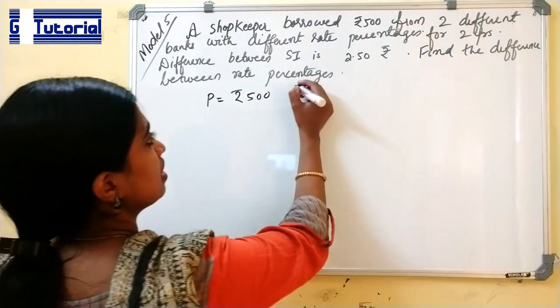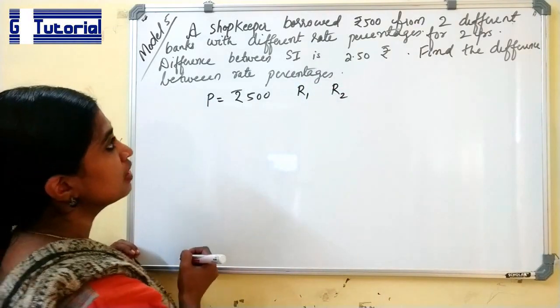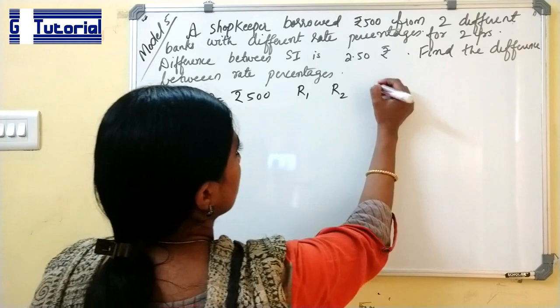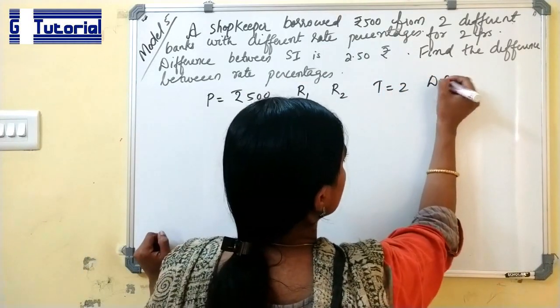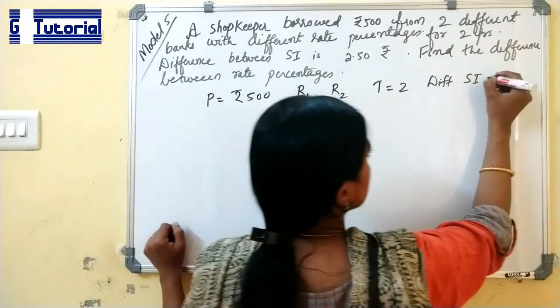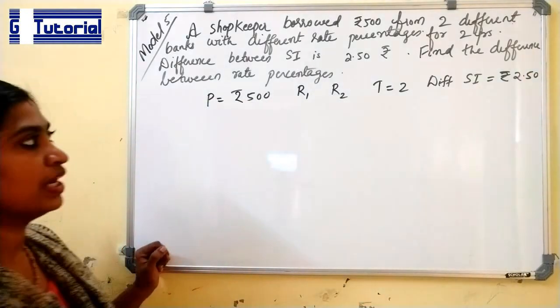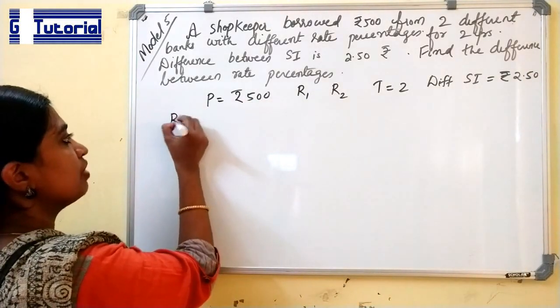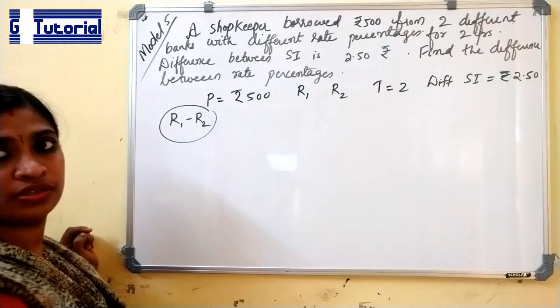different rates. Let R1 be the rate of the first bank, R2 be the rate of the second bank, and it is borrowed for a time period of 2 years. And it is given that difference between SI of two banks is rupees 2.50. So we are asked to find the difference between rate percent, R1 minus R2 or R2 minus R1. This is what we are asked to find.